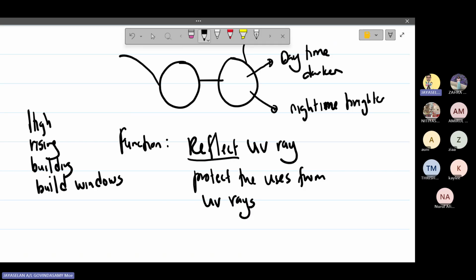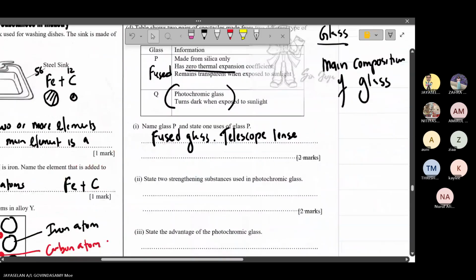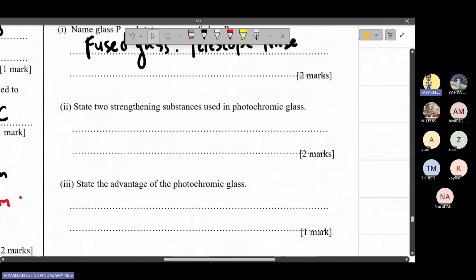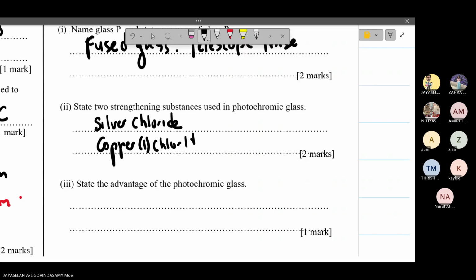Okay, those at home, understand? Now we answer this question. State two strengthening substances in photochromic glass. Can I write glass? Because glass is what substance? Main substance. So for the two strengthening substances, you must put silver chloride, and one more, copper 1 chloride. Understand?